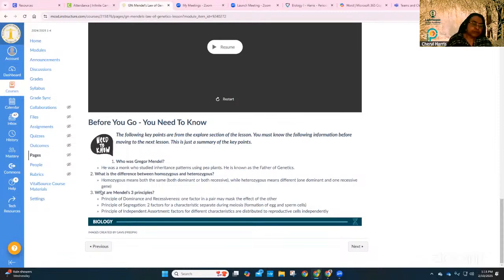Okay, down here at the bottom of that same page, you have Mendel's three principles. So you have the principle of dominance and recessiveness, the principle of segregation, and the principle of independent assortment. So make sure you read through those as well.